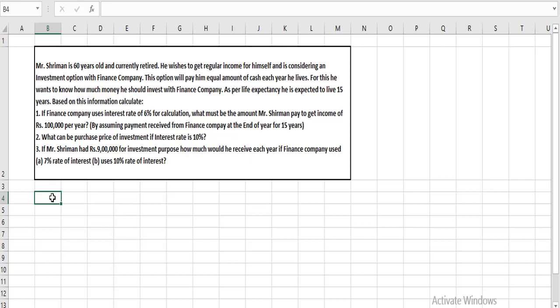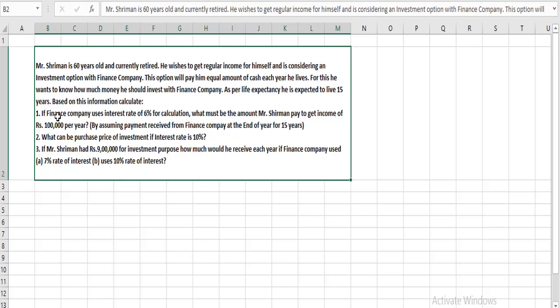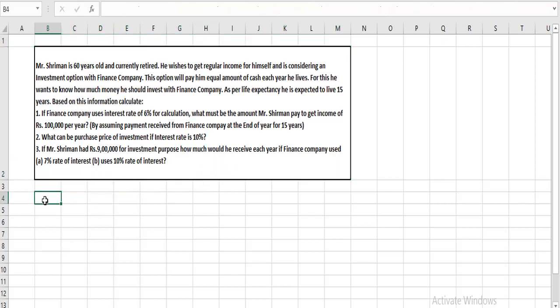And the company also pays 1 lakh rupees per year. So to get this 1 lakh rupees for the next 15 years, how much should Mr. Shriman deposit today? That is option number 1, and that is what we have to advise on. Mr. Shriman has to deposit a certain amount of money. The company will earn 6% and will pay 1 lakh rupees. Whatever amount is left, next year again the company will earn 6% and will pay 1 lakh rupees to Mr. Shriman. So our job is to find out how much money Mr. Shriman has to deposit right now. So this is option 1.